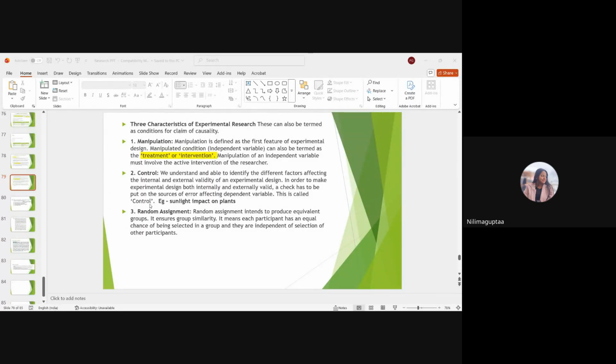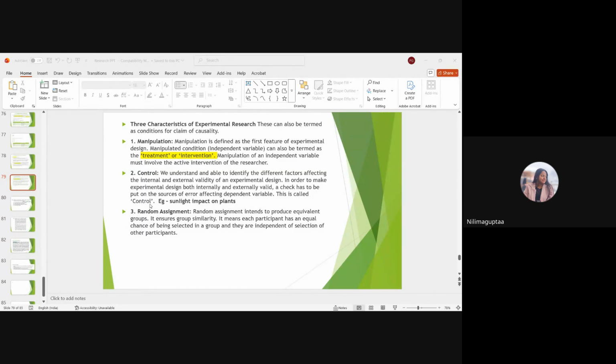This is also called control. Example, sunlight's impact on a plant. So if I'm doing an experiment on the impact of sunlight on a plant, I'm controlling it. I am purposely keeping some plants inside the house and exposing some to the sunlight. So I'm able to control the factors and then see the result out of it.